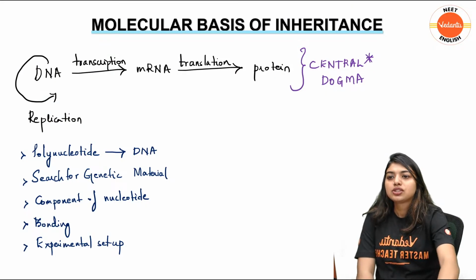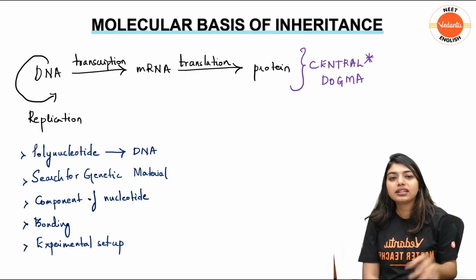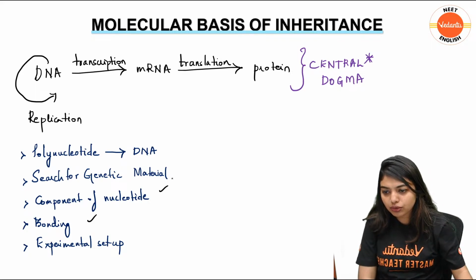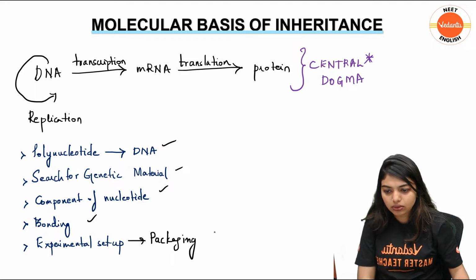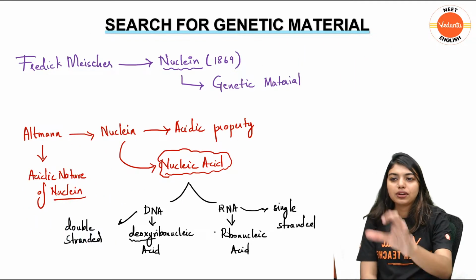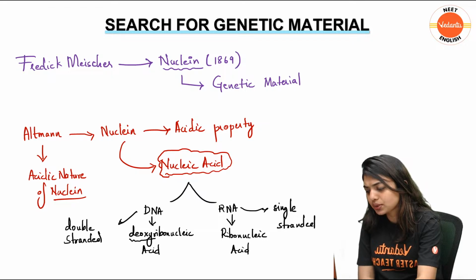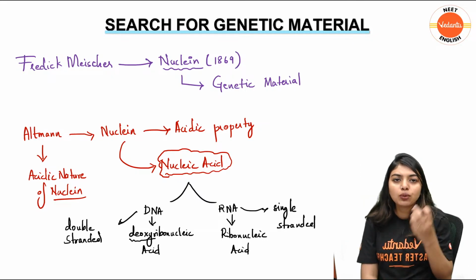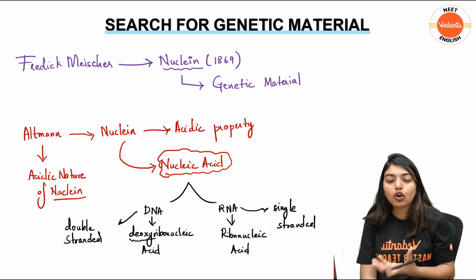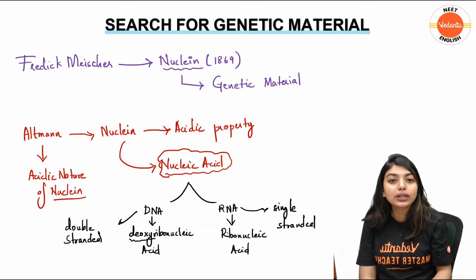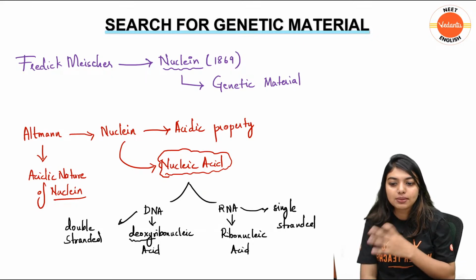So we started with molecular basis of inheritance. We just understood what all we are going to do. Today we did till bonding. We did nucleotide, genetic material. Here instead of experimental setup, we did packaging, so nothing to worry. In the first part we understood that Friedrich Miescher is the person who found nuclein. By mistake, while doing some other experiment, he happened to find nuclein, which became the genetic material. And then Altmann understood that nuclein has an acidic nature, because of which he called it nucleic acid.